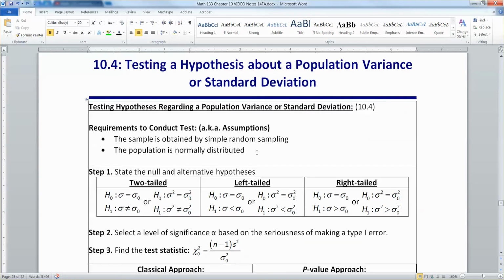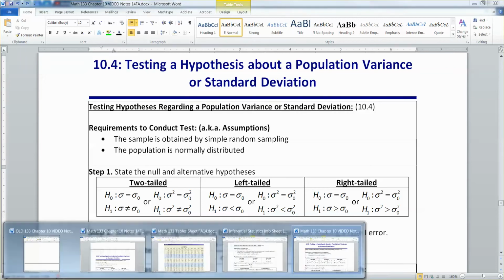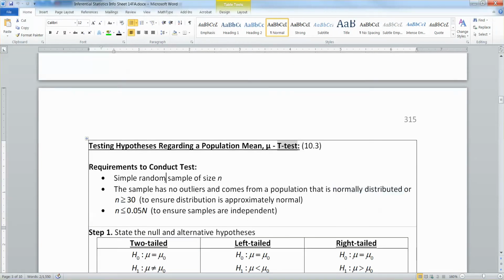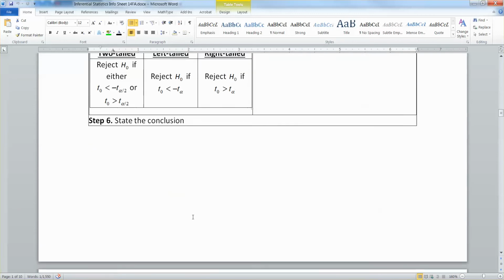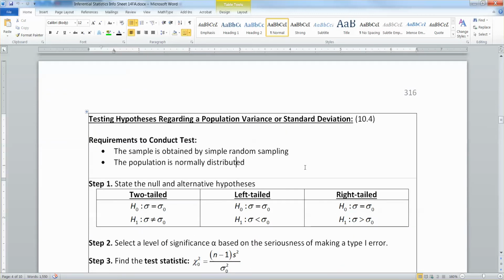Okay, so this is a different test in a couple big respects. One is that you only have two main requirements. It has to be simple random sampling, as usual, and it has to be normally distributed. There's no n greater than 30. There's no n times p times 1 minus p is greater than 10. Those were available to us in the t-test and the one prop z test, but they're not available to us in the test for the variance or standard deviation. They're just not going to be there.